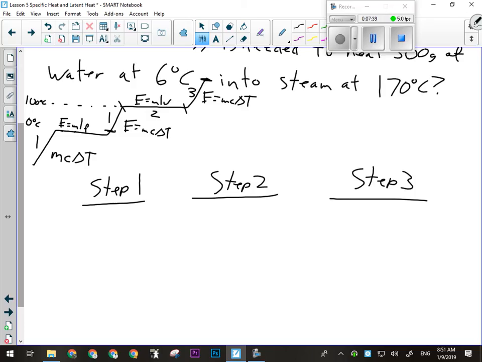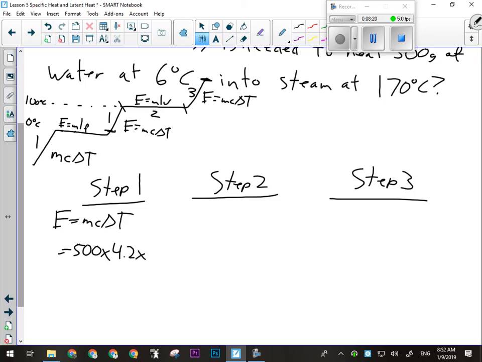So in step 1, what am I doing? I'm doing E equals mc delta T, because I'm changing the kinetic energy and thus the temperature of the water. So I will use E equals mc delta T for step 1. That's going to mean a mass of 500 grams. What c am I using here? Which specific heat capacity should I use? Water, which is 4.2 joules per gram degree Celsius.